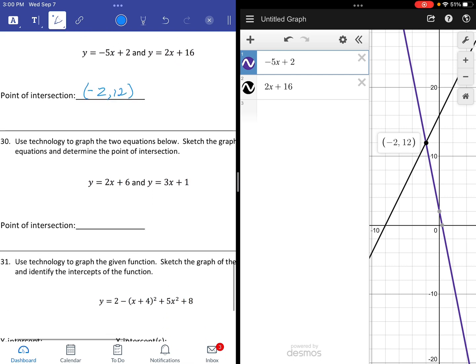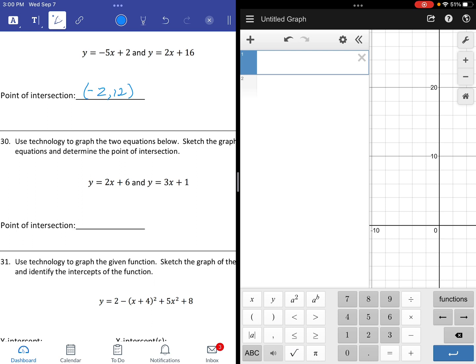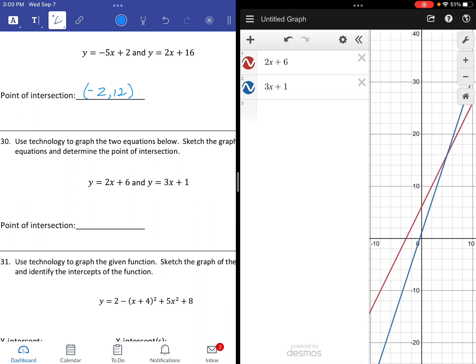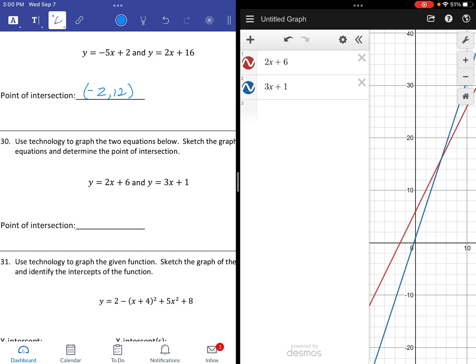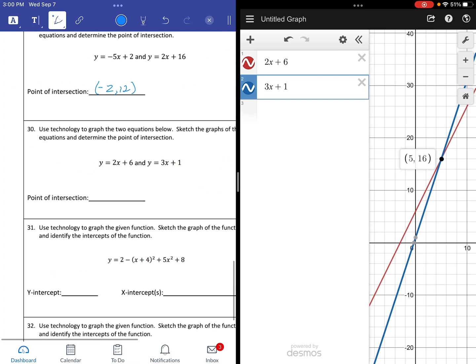Okay, the next question, same idea. Let me get rid of my points there. I'm going to type in the equations, plus 6, and then 3x plus 1. Okay. So the graphs, again, we're going to sketch those. One looks like this. One is a lot steeper, and it looks like this. Okay. Again, I'm going to touch on one of the graphs to figure out what the point is. Click on the point, and 5 comma 16 is my point of intersection.